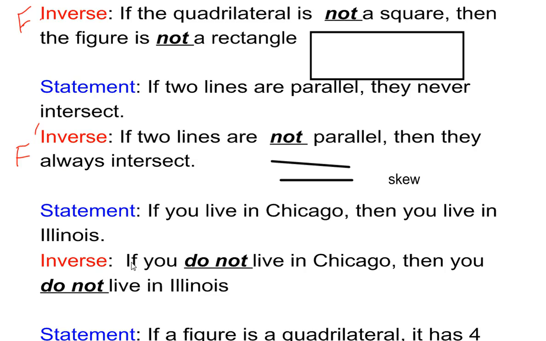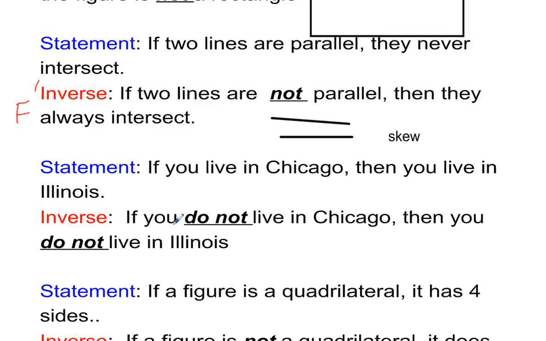Let's take a look at the next one. The inverse was, if you do not live in Chicago, then you do not live in Illinois. Is that true? Is Chicago the only city in Illinois? And the answer is no, it's not. You can live in Peoria, Illinois. You can live in Davenport. You can live in Springfield. These are all other cities in Illinois. So just because you don't live in Chicago does not mean you do not live in Illinois. So again, this one is also false. So let's make that false.